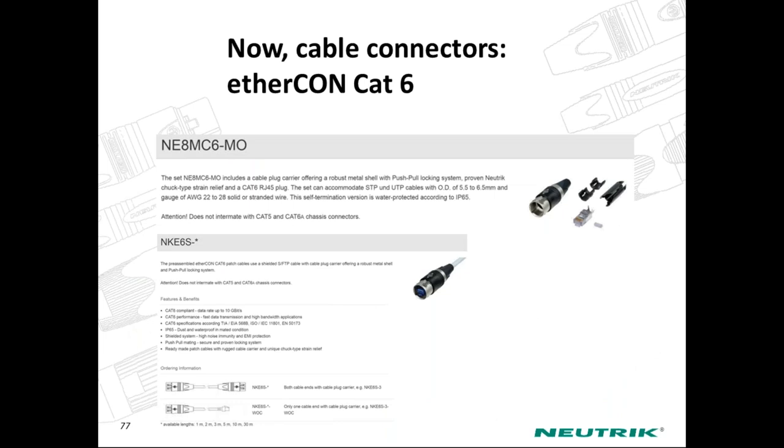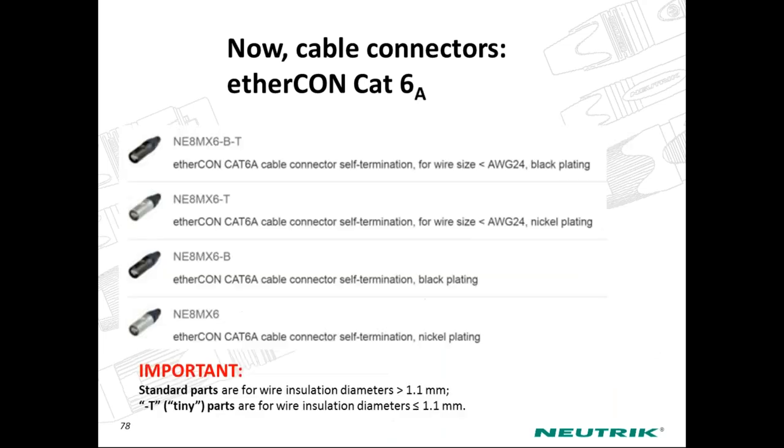The etherCON Cat6A cable connectors on the next page. The trick here is that we have a nickel part and a black part, and then we have a -T option. Well, what does the -T mean? The -T stands for tiny in Neutrik nomenclature, and that's for cable where the insulation diameter of every particular wire is less than or equal to 1.1 millimeter. That is a small wire insulation diameter. So again, that's the wire. You've got eight wires within the cable. That's the insulation diameter surrounding that wire. So check your cable manufacturer's data sheet and use the standard part or the -T part appropriately in that regard.